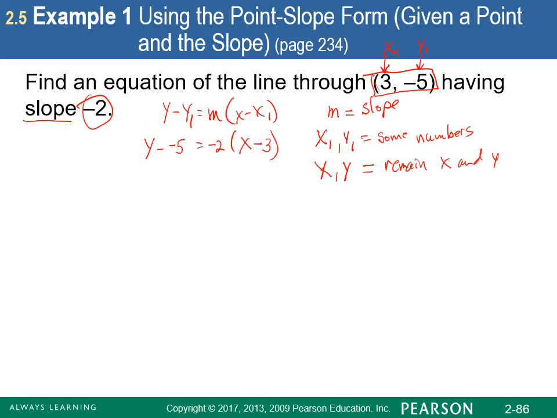Now we can simplify these situations after we get everything substituted in properly. The y minus -5 is y plus 5. We can either leave this as is, -2 times (x minus 3), or we can put it in any number of forms. This particular problem simply says find an equation of the line. And what we have here is indeed an equation of the line.